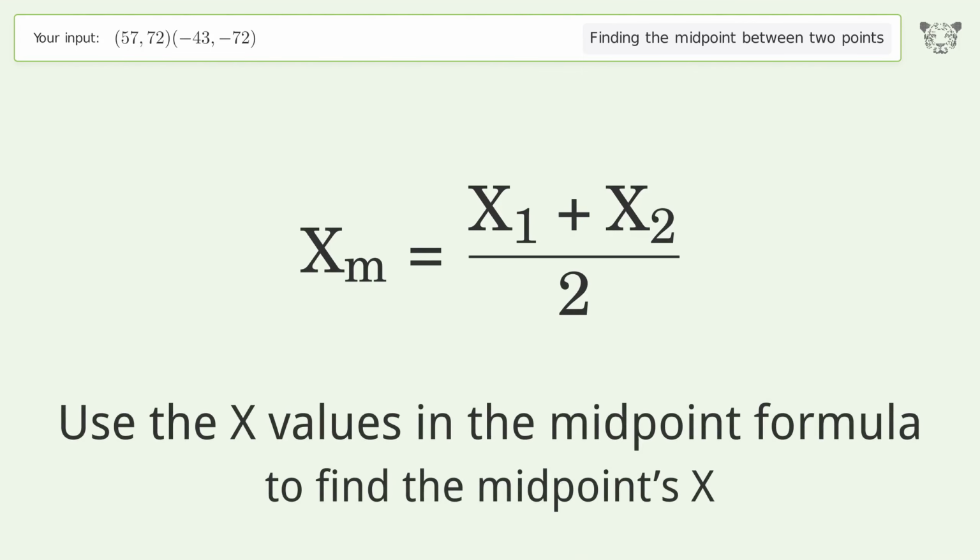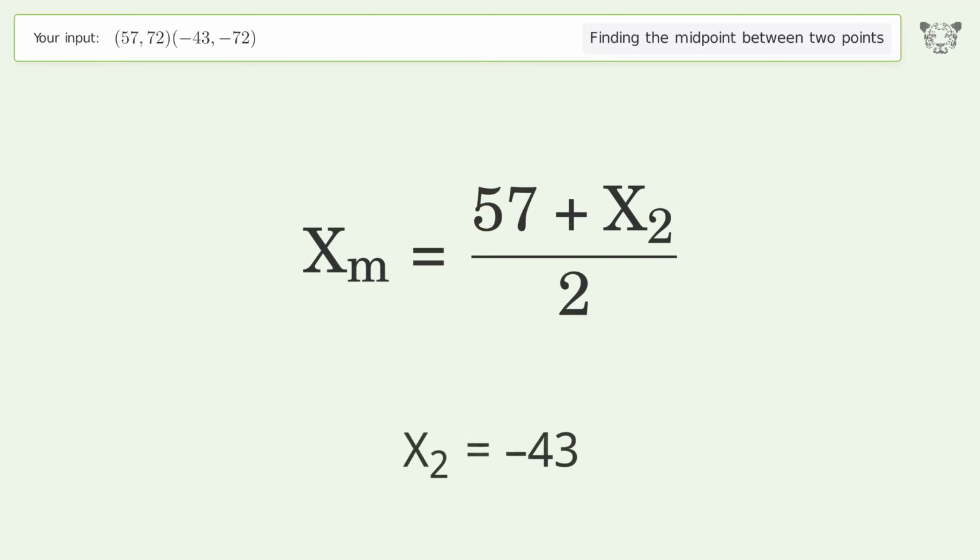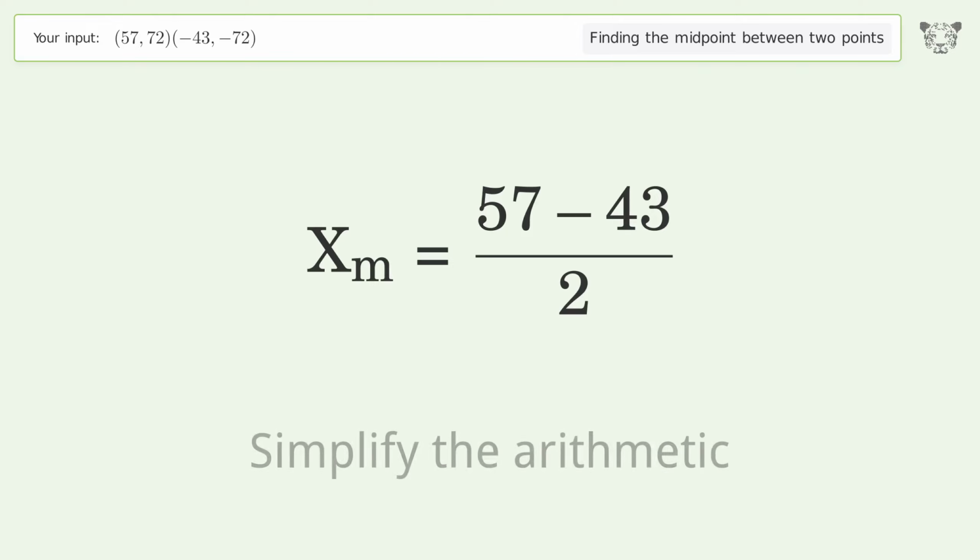Use the x values in the midpoint formula to find the midpoint's x. x1 equals 57. x2 equals negative 43. Simplify the arithmetic.